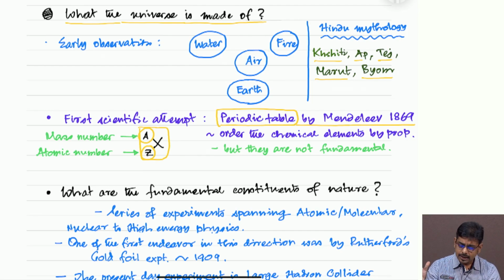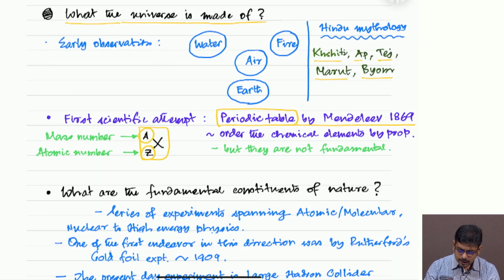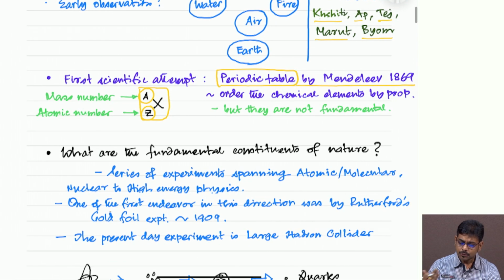And it is very easily understood that these are not fundamental constituents, of course, because the classification is based upon how many protons and neutrons are there in the nucleus. Therefore, these definitely constitute the universe, but they are not fundamental. So the question is, what are the fundamental constituents of nature?